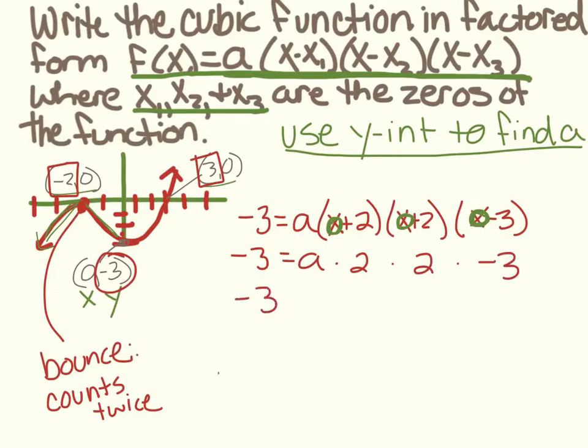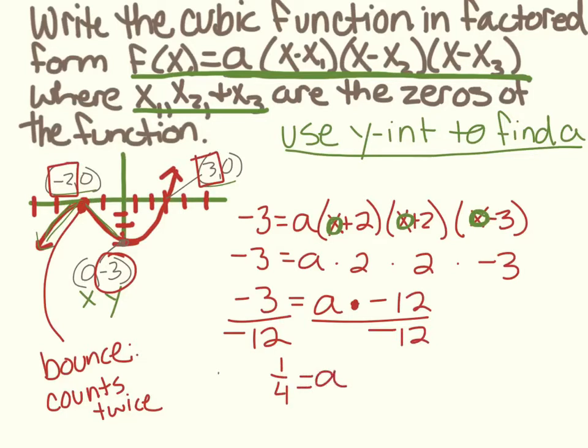So -3 equals a times 2 times 2 is 4 times -3 is -12. Please make sure your times is written in there nice and clear. I've seen way too many times you guys decide to make that a -12 and then add it to the other side. It's times -12. So now we're going to divide both sides by -12. And -3 over 12 is 1/4, which is our a.